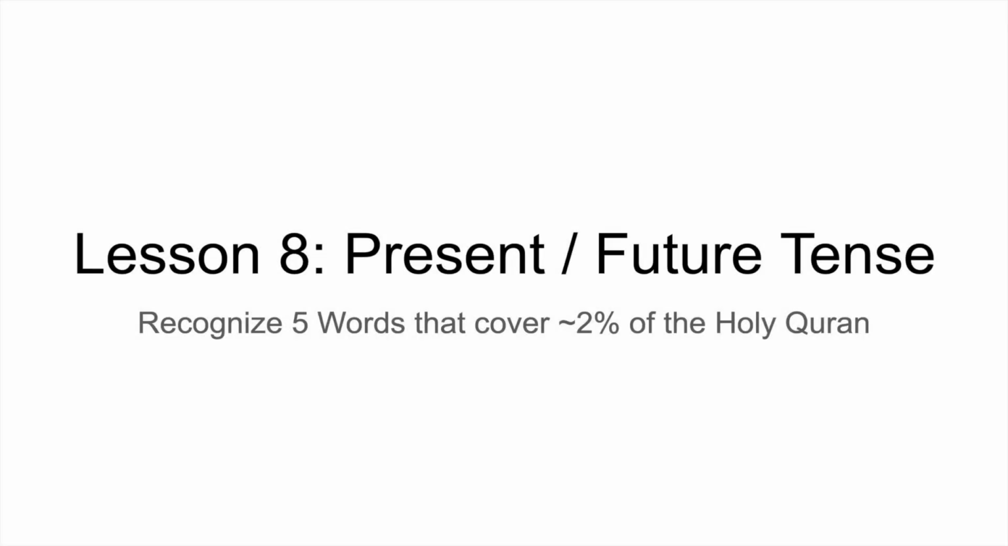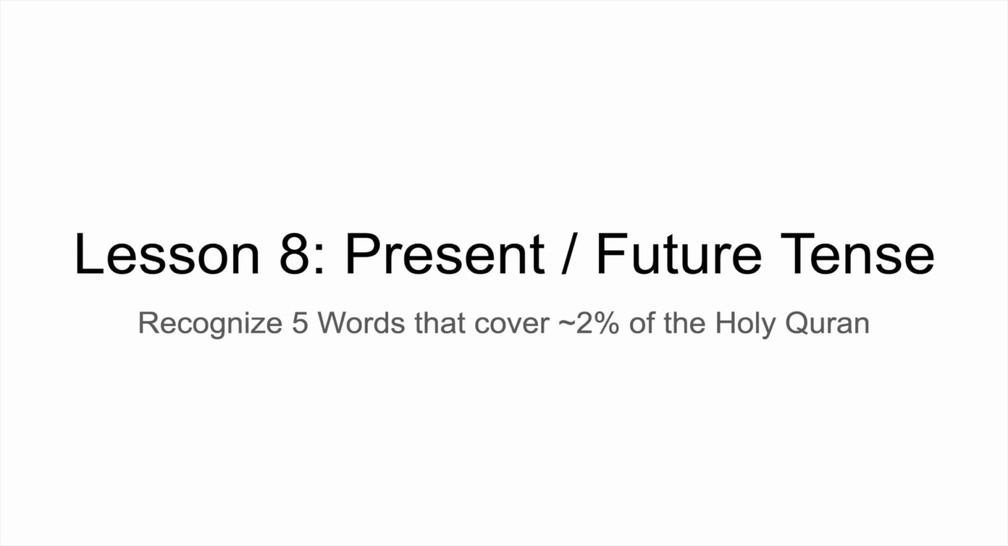Lesson 8. Present and Future Tense. This lesson continues what we began in Lesson 7. In Lesson 7, we recognized past tense verbs, words that already happened. Now, we move to the other major verb form in Arabic, the present tense.